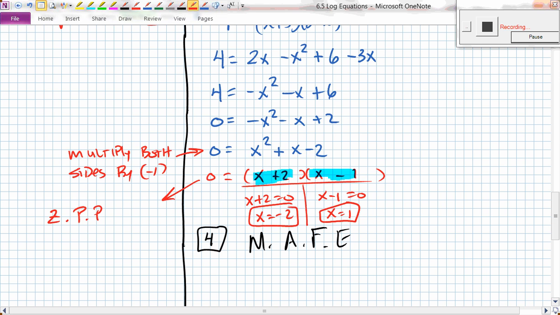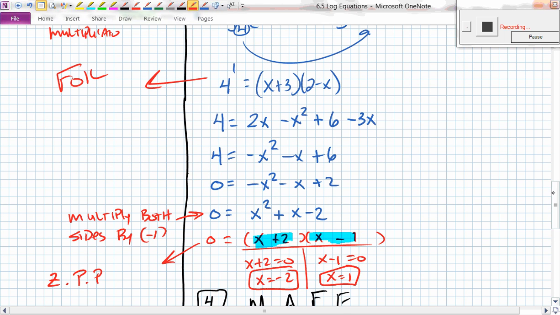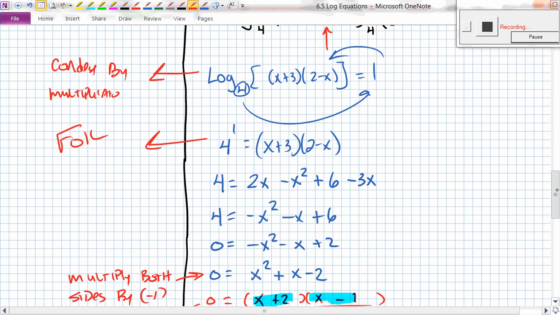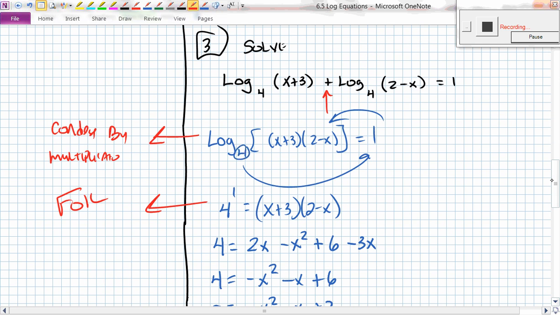Now, to be completely thorough, we need to check for what? So we have two answers here, negative 2 and 1. Just because an answer is negative doesn't necessarily mean that the answer is extraneous. Watch. If I plug a negative 2 right there, what's negative 2 plus 3? 1. And I'm taking the log base 4 of 1. Is that in the domain? Yeah. It sure is. What if I take a negative 2 and I plug it right there? I get 4, because 2 minus negative 2 is 4. Log base 4 of 4 is also legitimate.